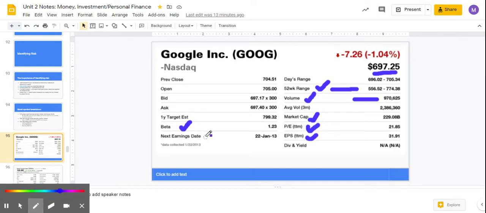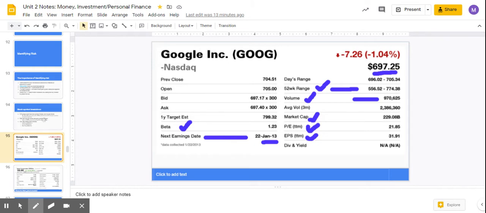And you can see right here, this is from a long time ago, from 2013, I just copied and pasted it courtesy of Google. But Google was set to release their annual earnings on January 22nd of 2013. So, every time a company releases its earnings, it gives investors an idea of how the company's doing.